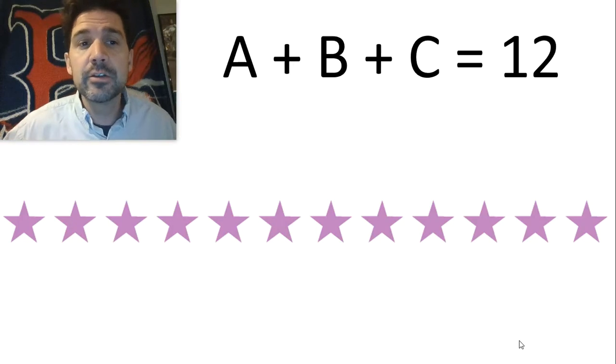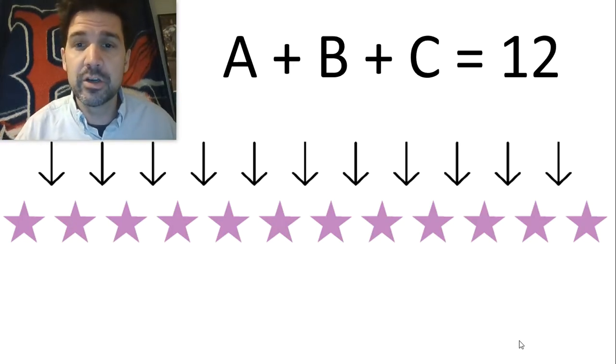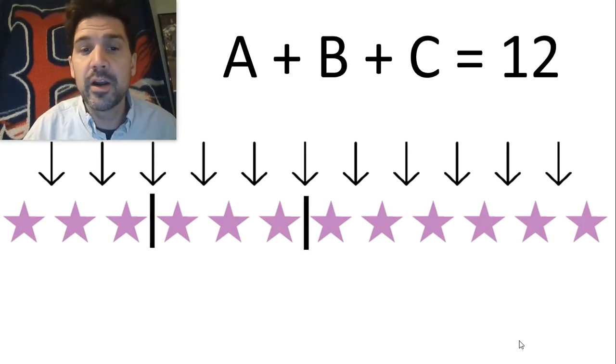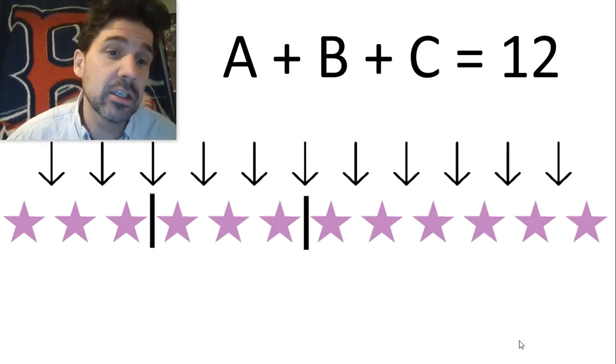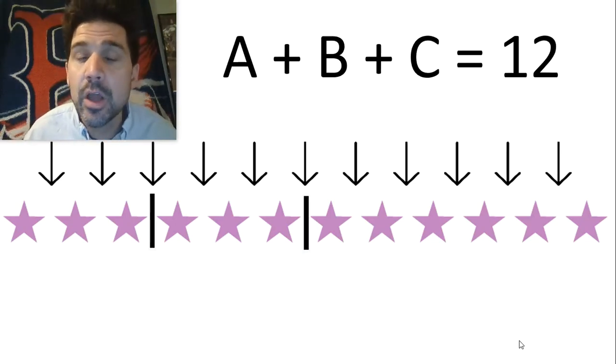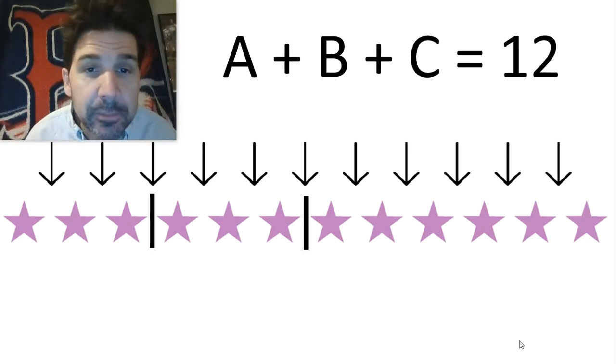So how many dividers do we need? 2. So there's our 11 spaces. 2 different bars, so like 1 bar there, maybe 1 bar there. So that would be like A is 3 and B is 3 and C is 6. That's one possibility. We want all the possibilities.